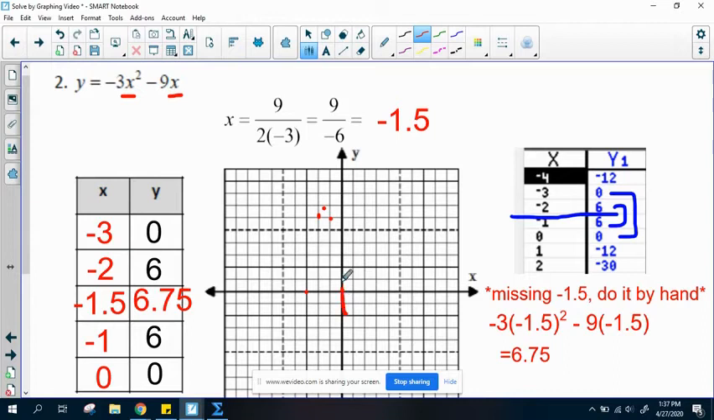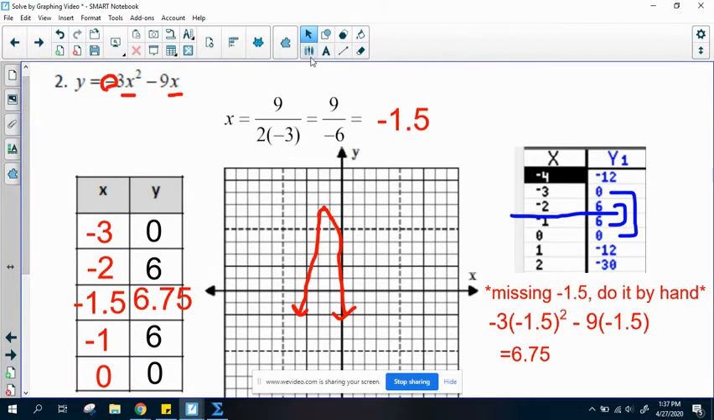So then I'm going to connect them, and I'm actually not surprised at all that it's upside down, because remember, your a value, if it's positive, it's facing up, and if it's negative, it's concave down. So it is facing down, which is exactly what happened. All right, after you graph it, the last thing you have to do is just state your answers.